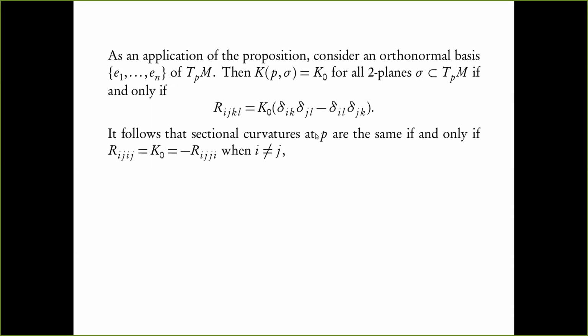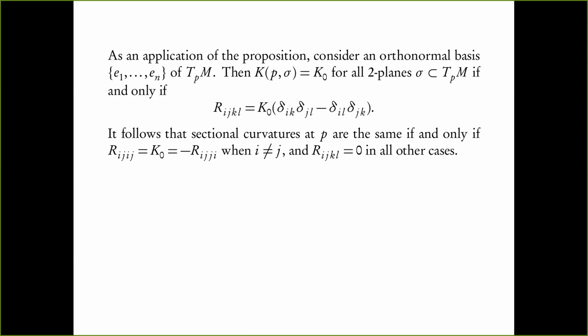So what you conclude is that the sectional curvatures at P are the same if and only if R_ijij and R_ijji are the only 2 non-zero Riemann curvature coefficients. All the other coefficients, which are not of the form ijij or ijji, are necessarily 0. That simply follows by looking at the right hand side, which has 4 delta_ij's appearing, so like 4 Dirac deltas. Okay? This is pretty nice.